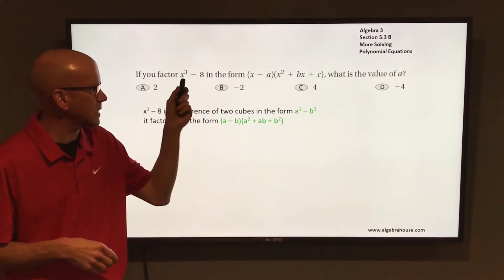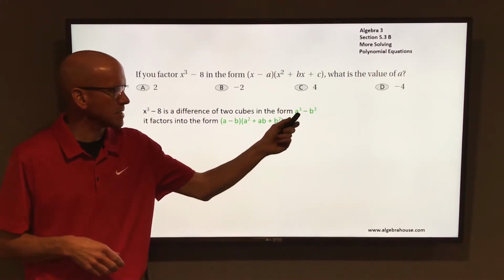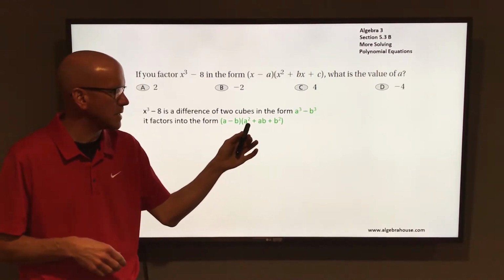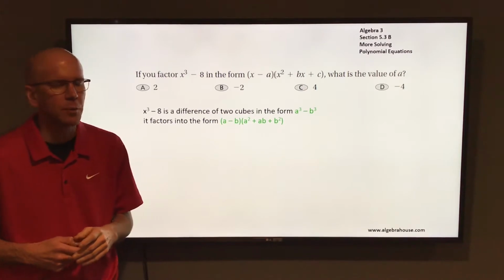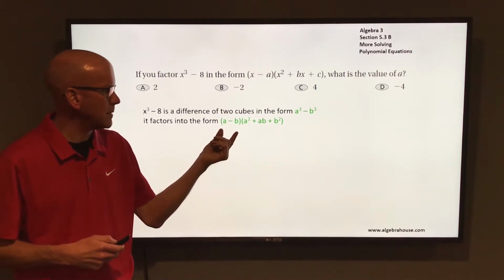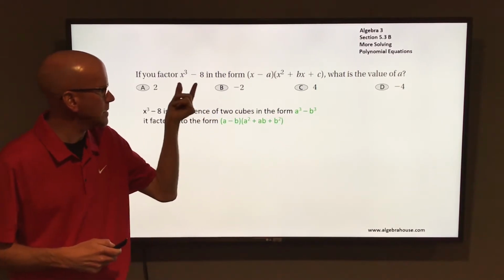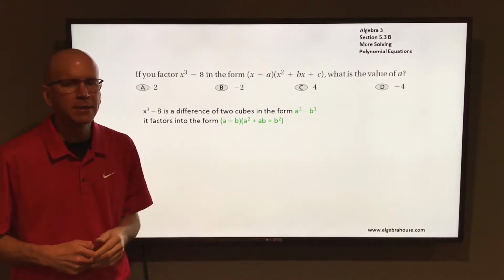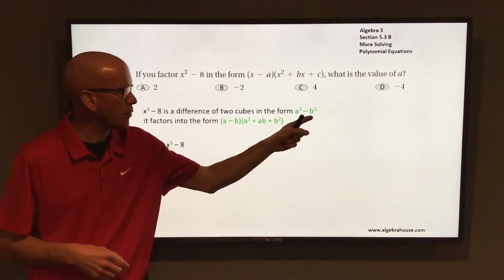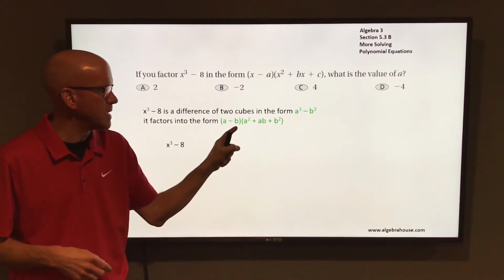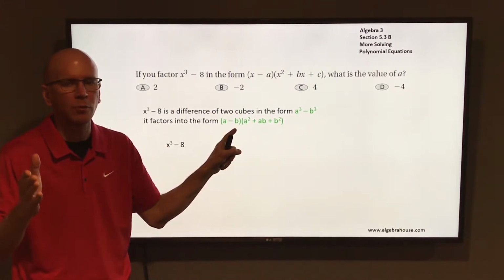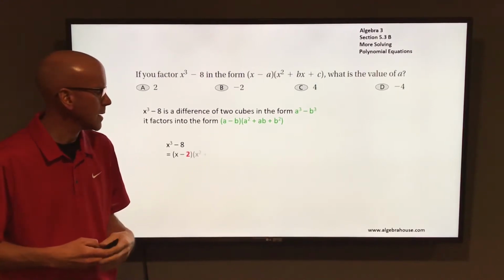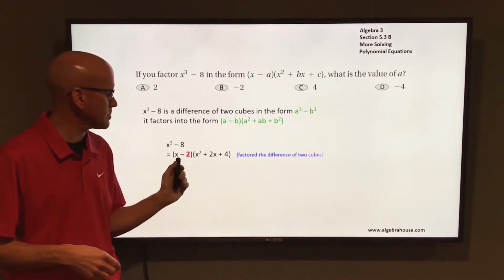So we're going to factor that x to the third minus 8. Again, that's in the form of a to the third minus b to the third. That factors into this form, a minus b times a squared plus ab plus b squared. So you need to pick out what a and b are. If a to the third is x to the third, then the first term of the binomial, the a, is x. And if b to the third is 8, b, the second term of the binomial that we're looking for, is the cube root of 8, which is 2. So that factors into x minus 2.